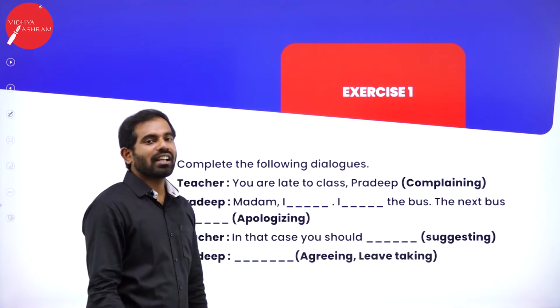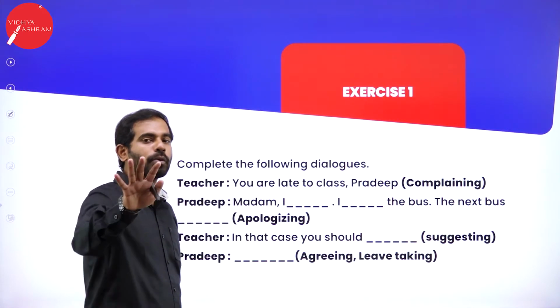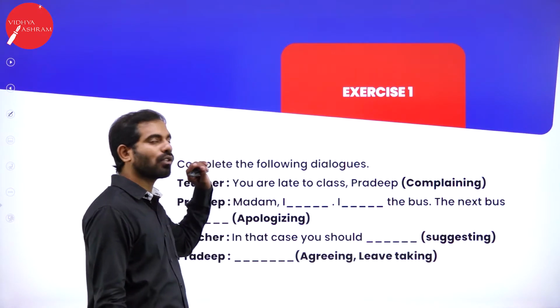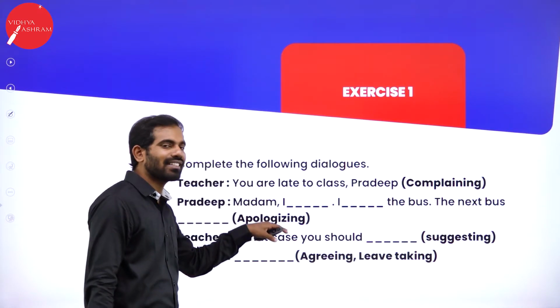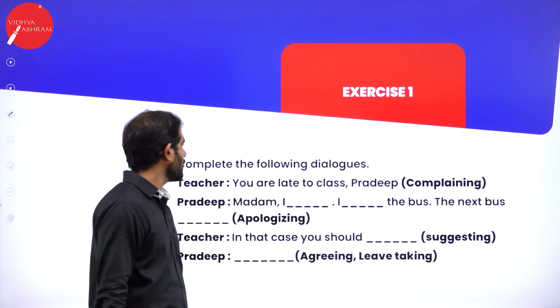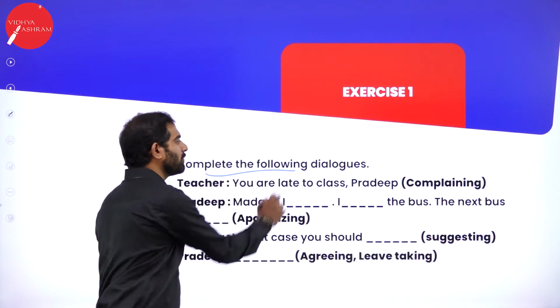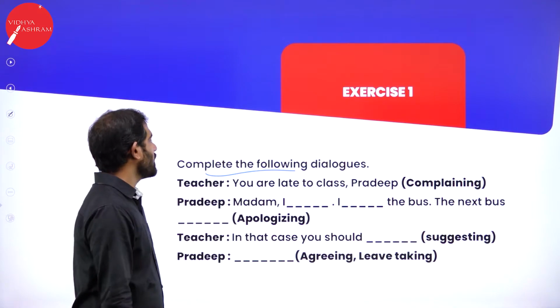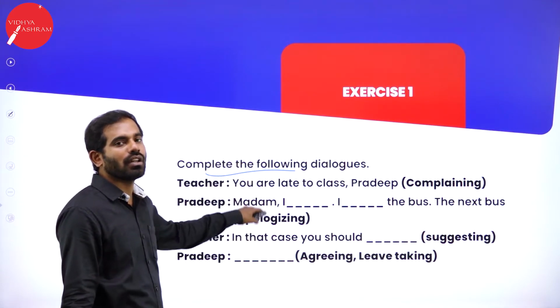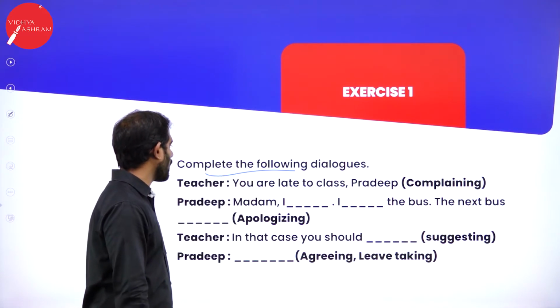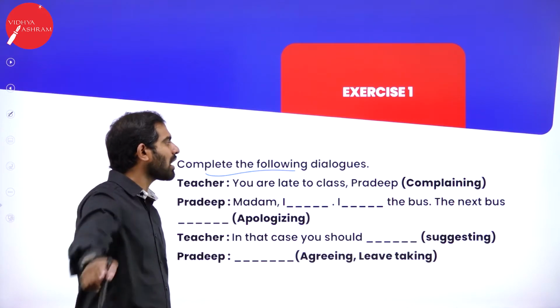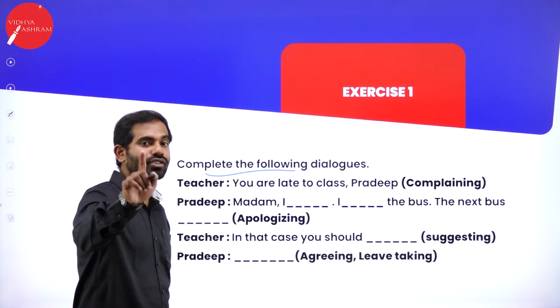Now let us see exercise 1. I hope you got a rough idea how to build a conversation. And this is one such example that I have taken from the workbook, and let's solve it. Complete the following dialogues. This is the dialogue between a teacher and a student. Now what is the dialogue? Teacher: you are late to class, Pradeep. What is the teacher doing here?